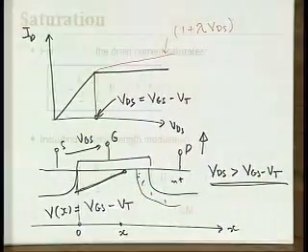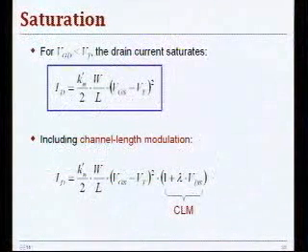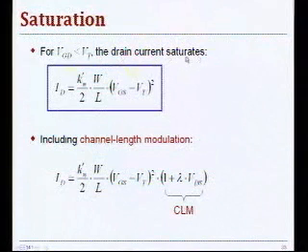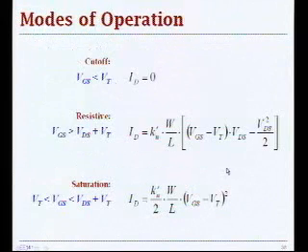So going back to slides, please. For this condition, you have drain current that saturates. And then you have this quadratic dependence between drain current and VGS minus VT. Including channel length modulation, you have this correction factor that gives you a slope in the saturation region. Okay, so these are the modes of operation of your transistor.